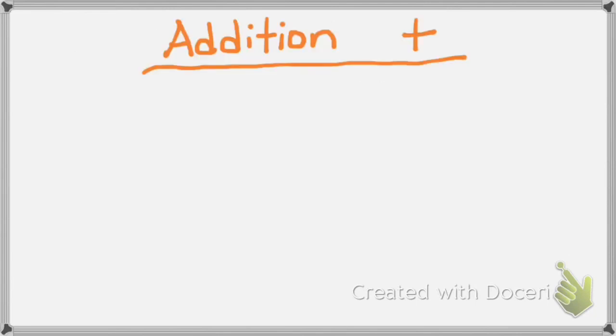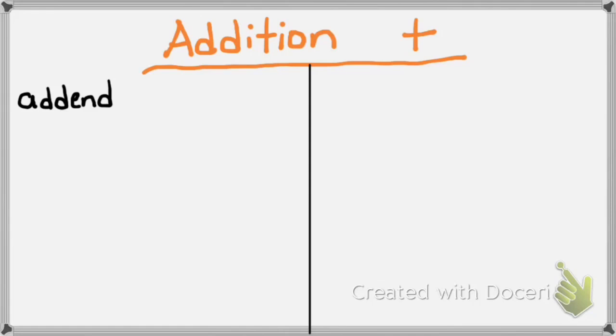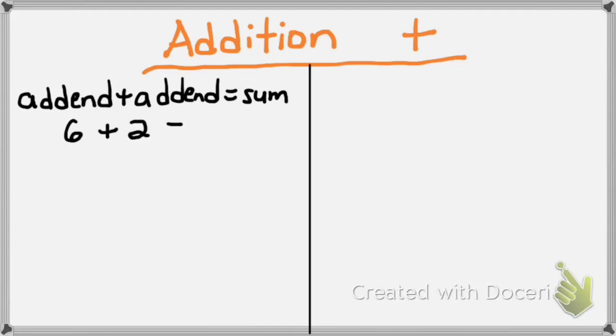In this lesson, we'll go through our operations in the order that we learned them in. So, of course, the first type of math that we learned was addition. Proper terminology for an addition problem, writing it horizontally, would be addend plus addend equals sum. An example of an addition problem written horizontally would be 6 plus 2 equals 8. Or you could flip it around and say 2 plus 6 equals 8.